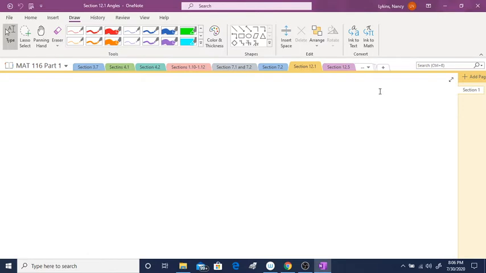Today in my Math 116 class, we're going to go over section 12.5, which deals with circles. Now, circles, there's several different aspects of circles I want to hit. I want to just hit a little intro on the circles, talk about circumference, talk about the area, and then give a couple of examples that kind of dig more in than just area and circumference.